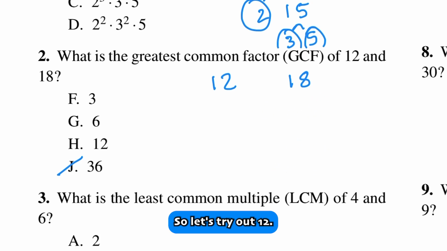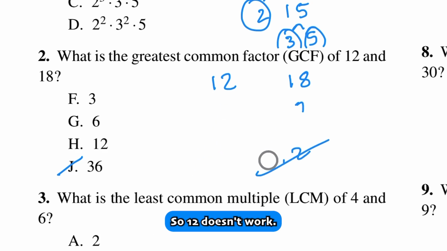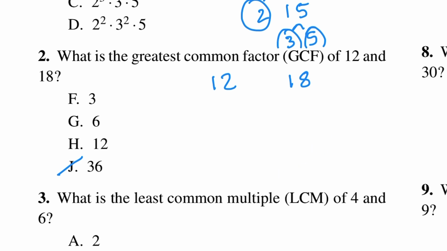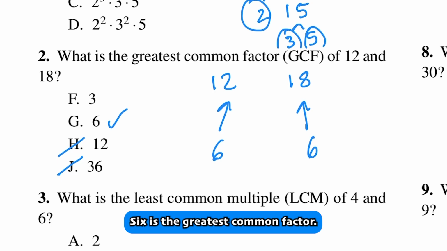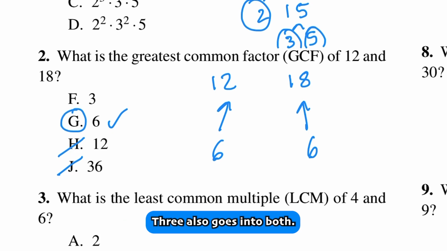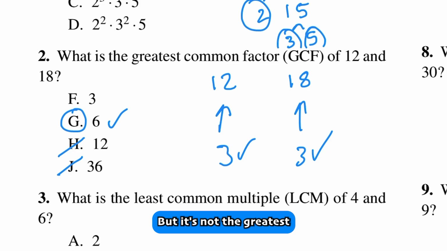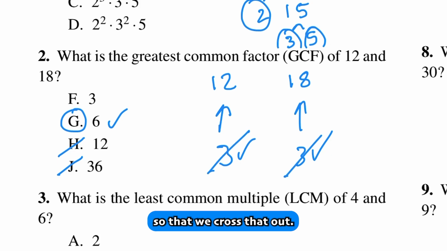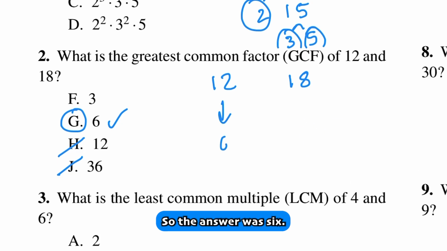So let's try out 12. 12 goes into 12, but not 18. So 12 doesn't work. 6 goes into 12. 6 also goes into 18. 6 is the greatest common factor. 3 also goes into both, but it's not the greatest, so we cross that out. So the answer was 6.